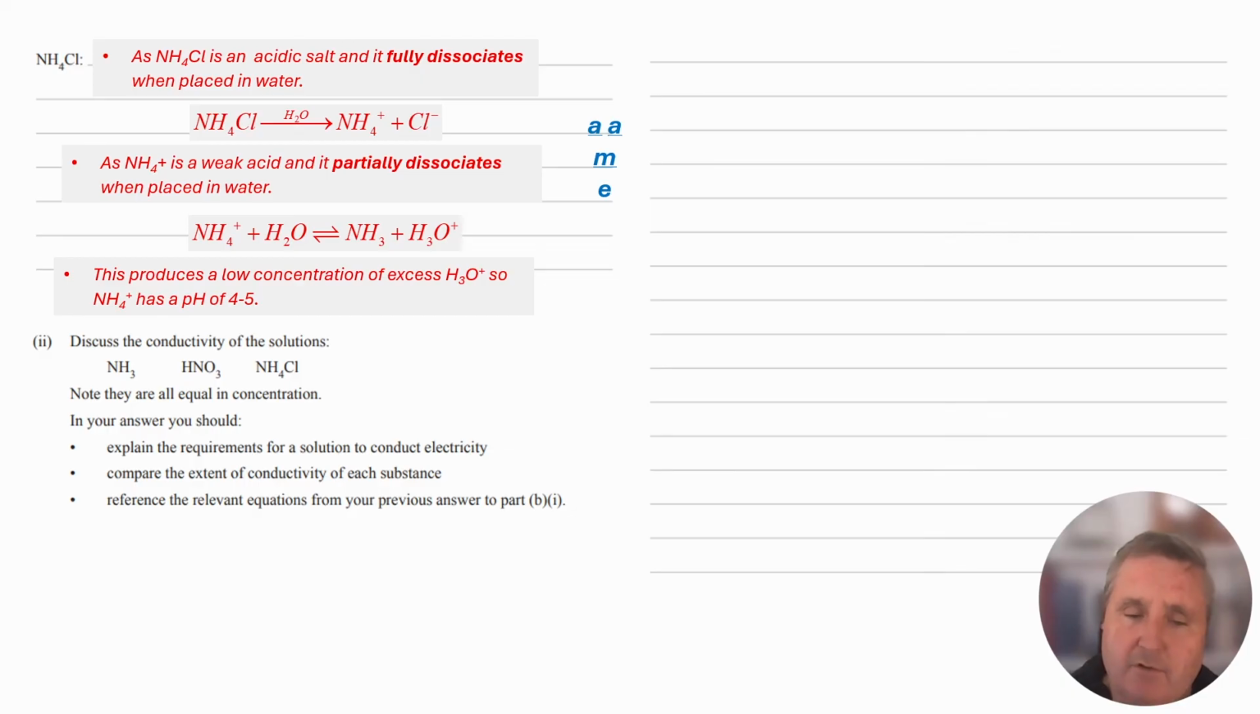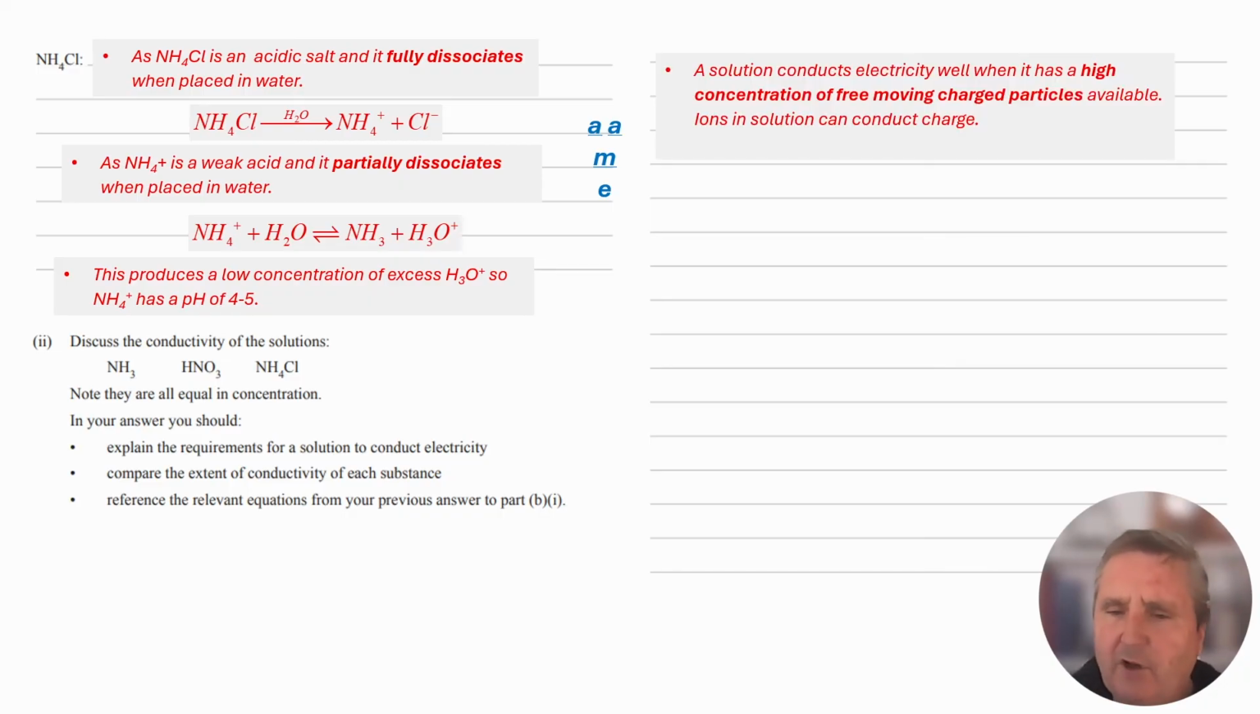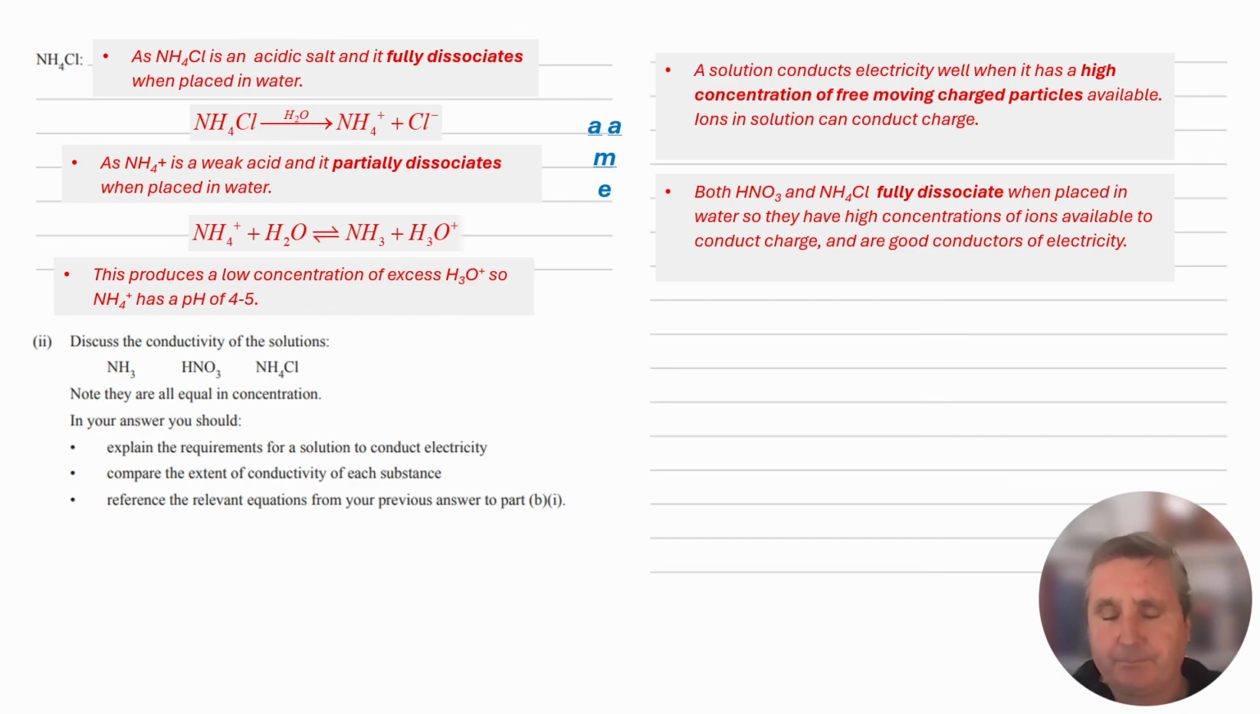Explain the requirements for a solution to conduct electricity. Okay, there are charged particles that can move freely. Compare the extent of conductivity of each. Well, the ones that have the most charged particles will conduct the best, and refer to relevant equations. So a solution conducts electricity well when it has a high concentration of free moving charged particles. Those are the ions in solution.